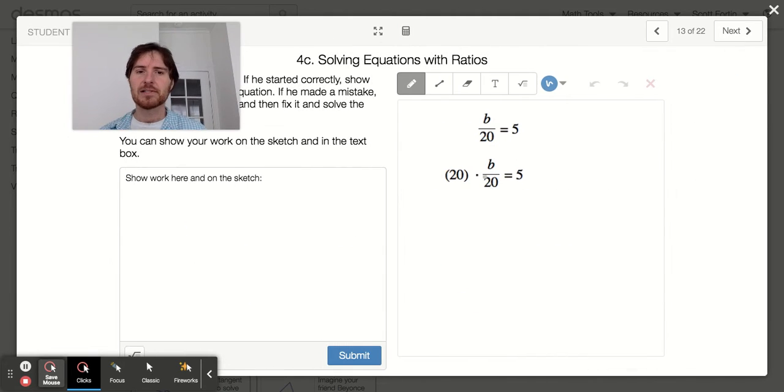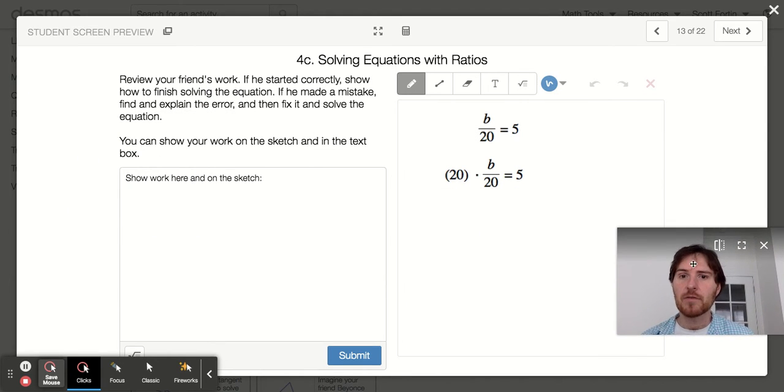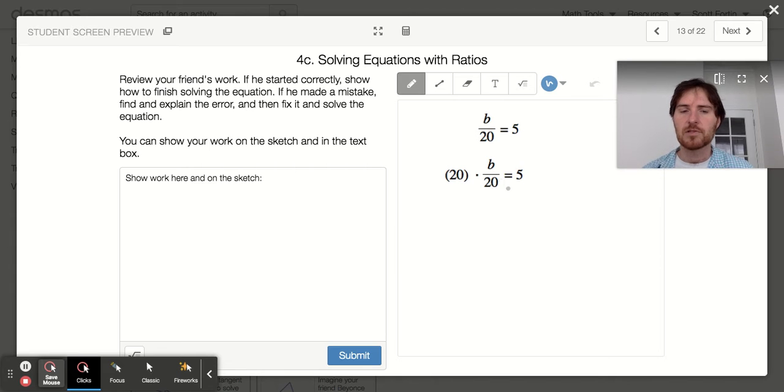Okay, there's slide 12. Let's keep on going. Hey, you watched this video because you want to do some problems with some people. You're doing it with good old Mr. Fortin right now. Review your friend's work. If you started correctly, show how to finish the problem here. Well, I'm guessing you made a mistake. We got to analyze this one here.